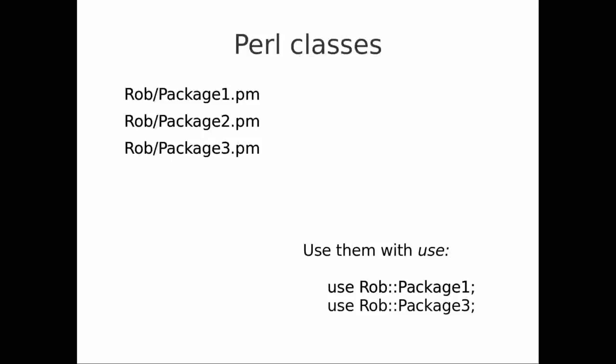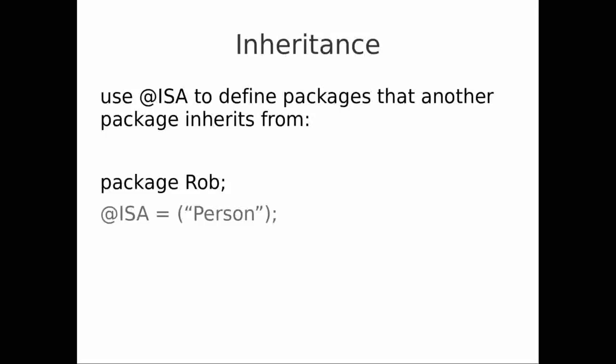In computer science, we worry a lot about inheritance. Not just because we're all poor and we're trying to get some money from our parents, but because we need to know how one package relates to another package. In Perl, we use isa to define a package that inherits from another package. So if I define a package Rob and say that this is a person, that implies that Rob inherits from the class person.